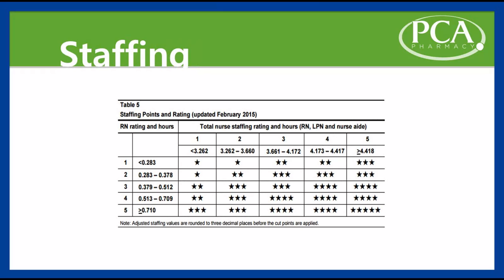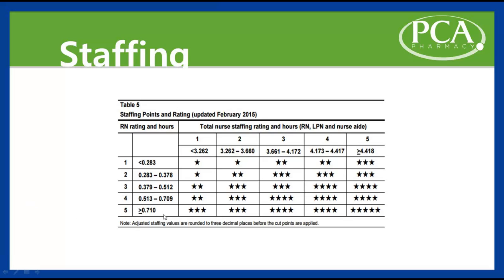Here's the staffing points and rating table. On the left-hand side, you can see RN ratings and hours. You would take the RN hours and convert that into stars, which is what the 1 through 5 represents down the left-hand side. You would do the same thing with the nurse staffing hours. You'd figure out the number of hours and then convert it to a number of stars. That's what the 1 through 5 across the top indicates. And then the cross point would indicate how many stars an individual facility would receive.